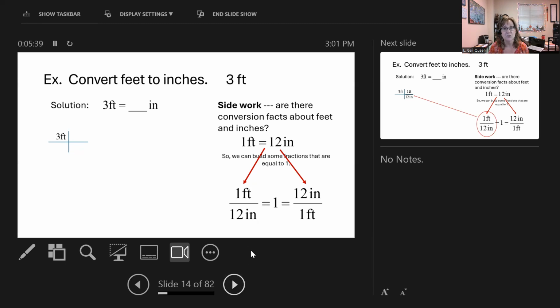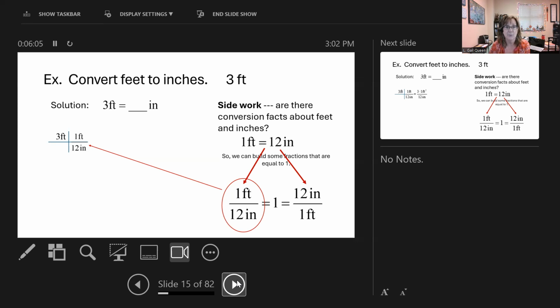Now, I'm going to choose one of these fractions to multiply by. I don't know which one to pick, so I'm just going to pick the first one, and we put 1 foot over 12 inches. Now, here's the thing. If I put 1 foot over 12 inches, I am multiplying my original quantity, 3 feet, times a fraction equal to 1. So we're multiplying by 1. We're not changing the value of the 3 feet. We're just writing it in a different format.